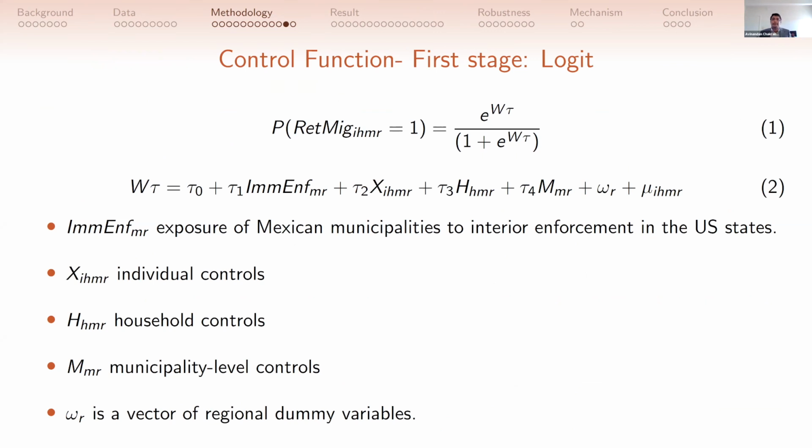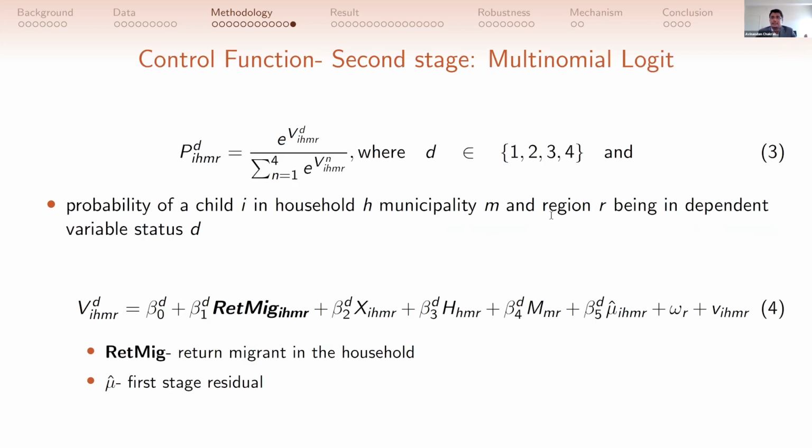So the main empirical strategy that I use is a control function approach, because of a nonlinear setting. In a nonlinear setting, the control function approach gives unbiased, consistent estimates. The basic idea is that the first stage residuals are taken as a control in the second stage. In the first stage, I use a Logit model, and in the second stage, I use a multinomial Logit model. My main independent variable is return migration.